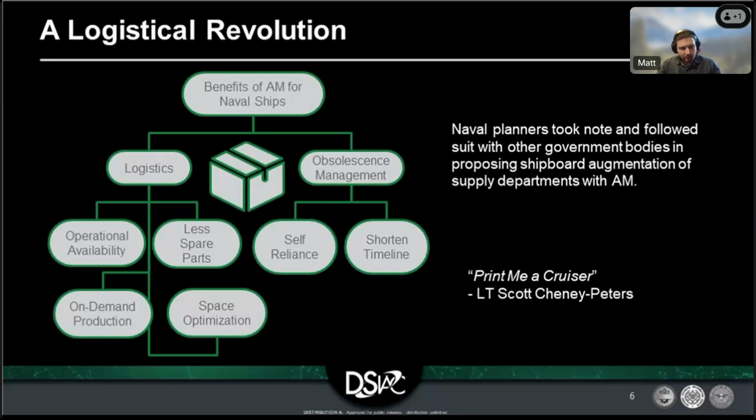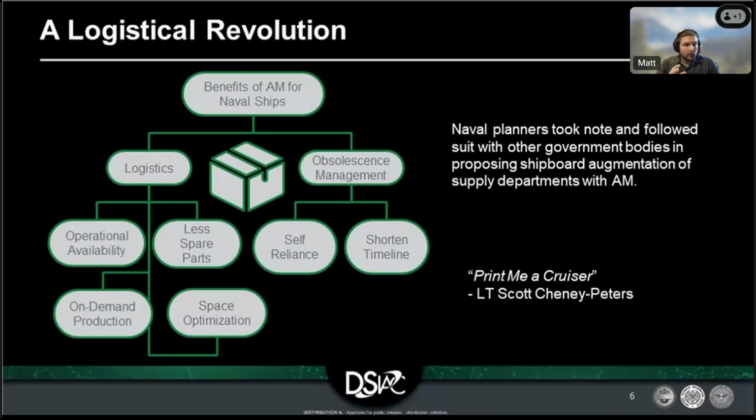So naval planners have seen, okay, that could be awesome. We could 3D print something in the middle of the ocean, replace a part. We don't need to have spare parts for a certain thing. So there's a whole big avenue to that. Even Lieutenant Scott Cheney-Peters said, print me a cruiser. Now that's not really capable right now, but the point is that if I just have one of these on my ship, I could 3D print plenty of replacement parts for practically anything, hypothetically.